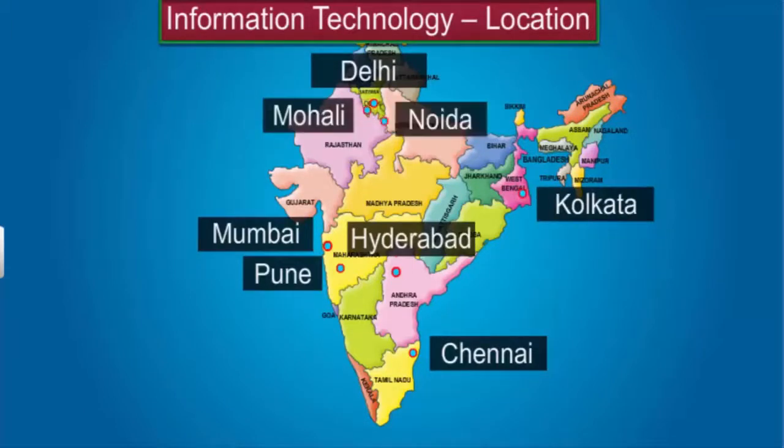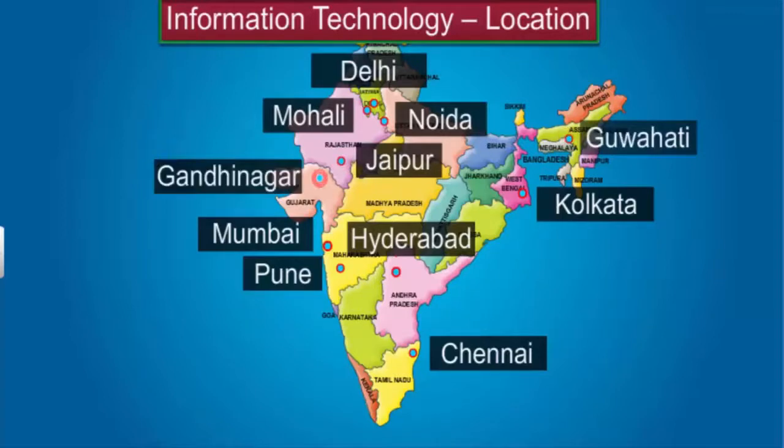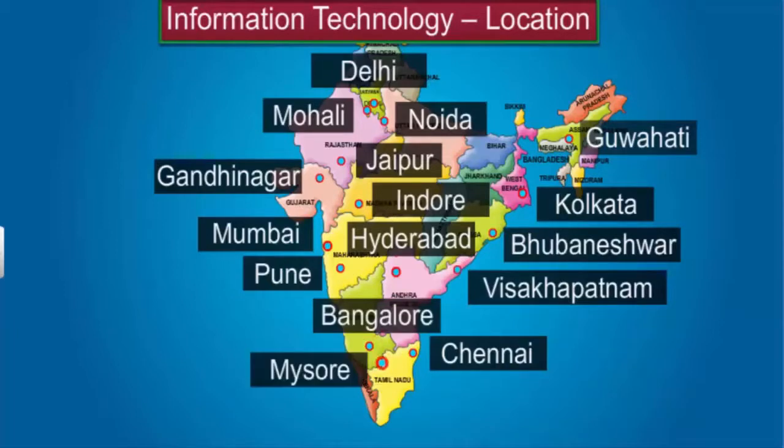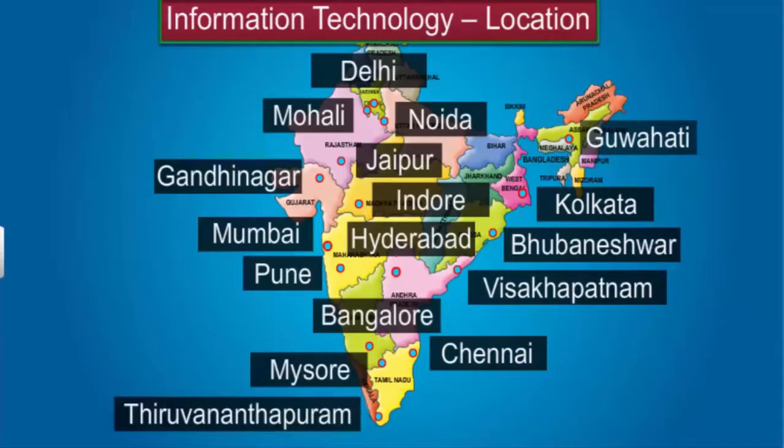To promote the IT industry, the Government of India has set up 18 software technology parks in different cities of India. These software technology parks provide all infrastructure and high data communication services to the companies operating from there.